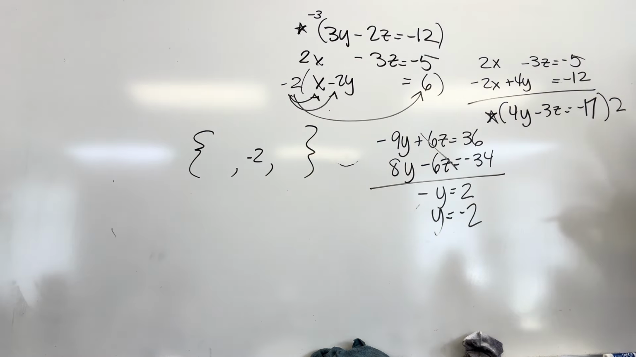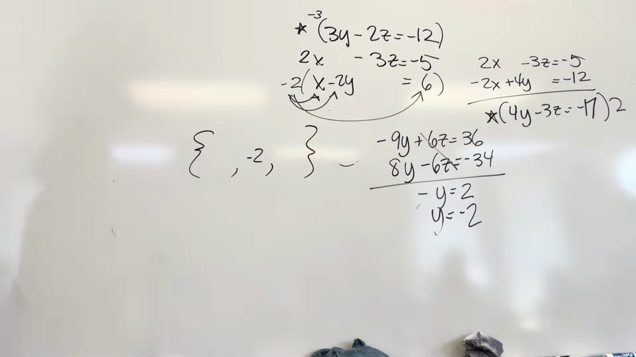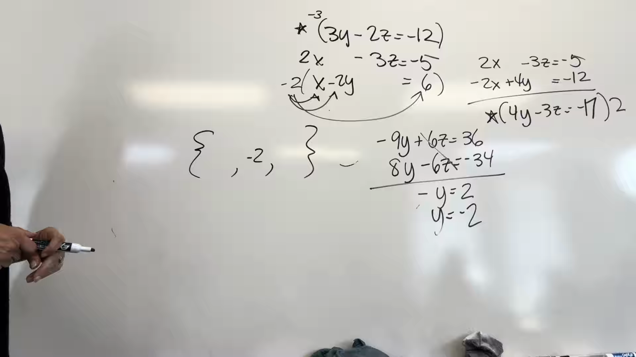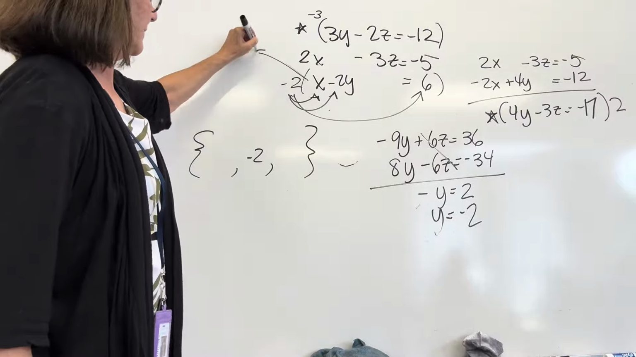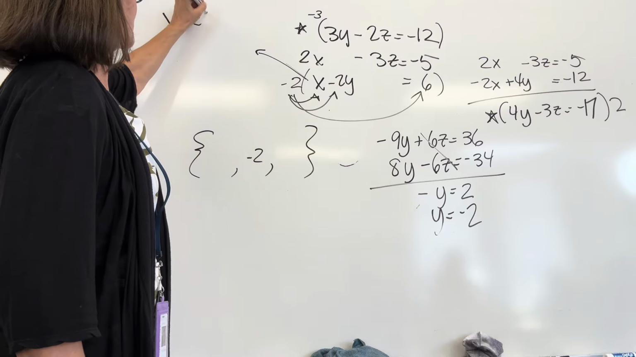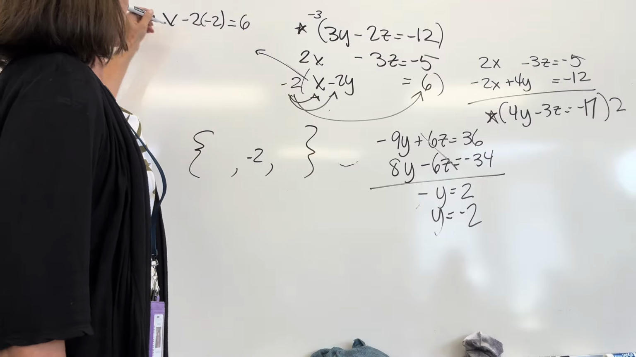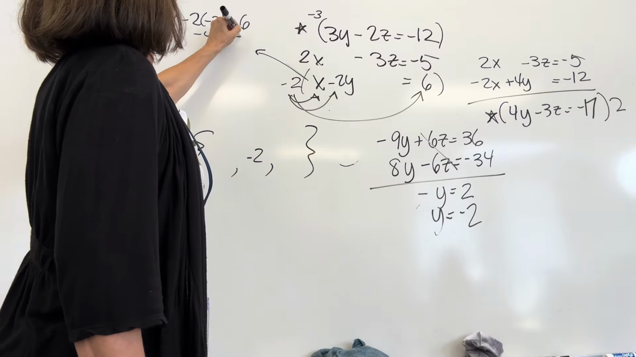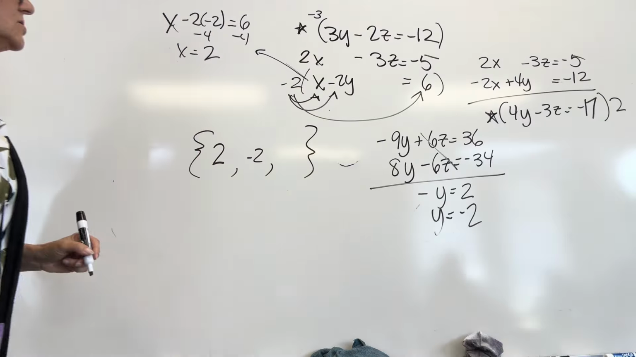All right, now we've got y. What do you want, guys? What do y'all want to solve for next? We have y. You want to go x or z next? X? Okay. All right, so we're using this equation. X minus 2y equals 6. That's positive 4. That's an X. That's positive 4, so we're subtracting 4. X is 2.